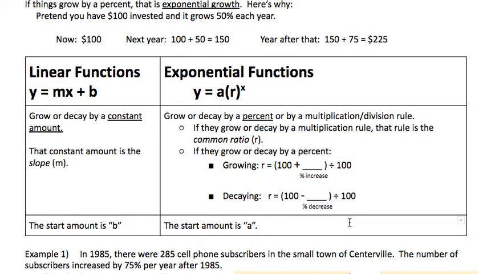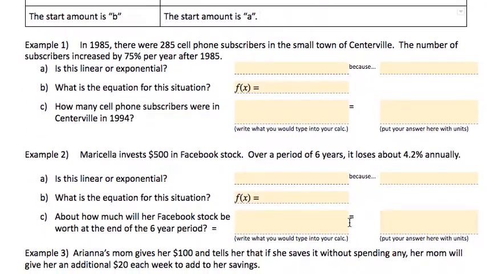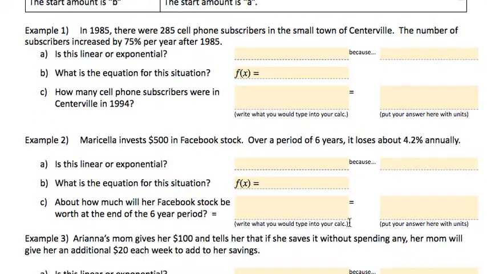I know this is a little confusing, but we're just going to jump in with some examples. So example 1, in 1985, there were 285 cell phone subscribers in the small town of Centerville. The number of subscribers increased by 75% per year after 1985. So is this linear or exponential? Well, I hope it's easy for you to see that this is exponential, and that's because we're dealing with a percent increase.